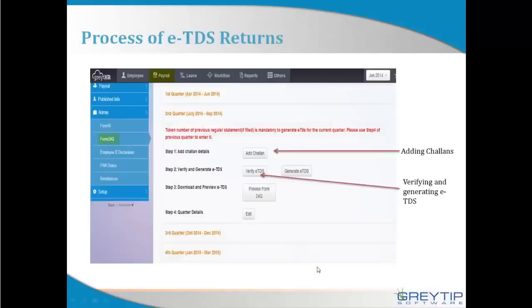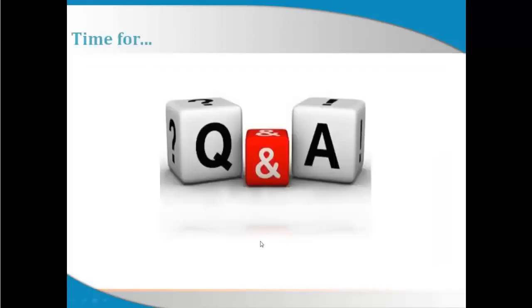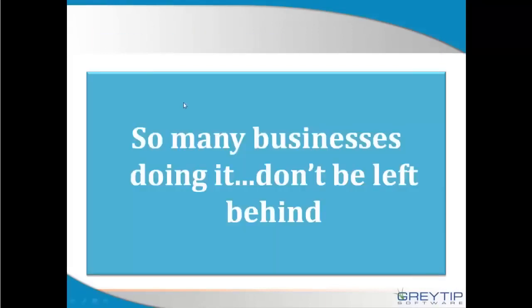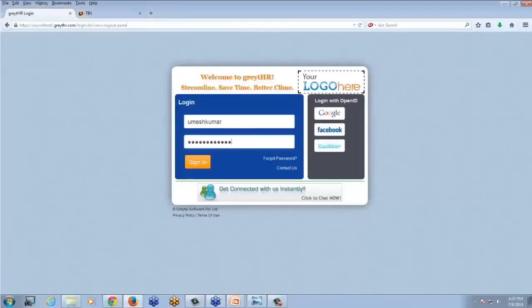So now this is what our application Great HR helps you with. From here you can add challans as well as verify and generate your e-TDS. This makes your life easy, as we will give you the returns report handy and you just have to validate it. So many businesses are doing it with us. Don't be left behind, do join us and get the benefits of doing it quick and fast without wasting much of your time on this process.